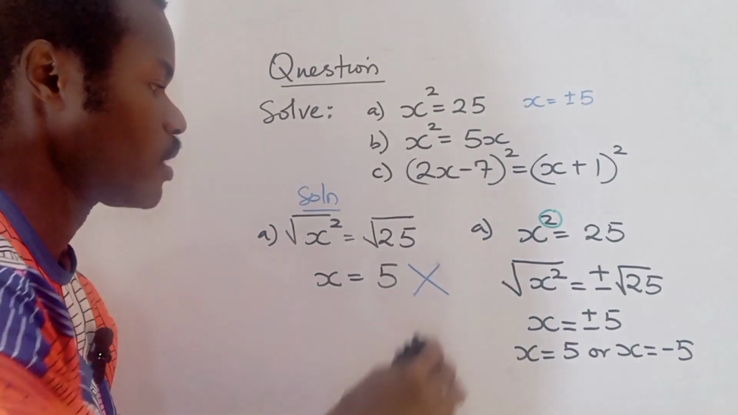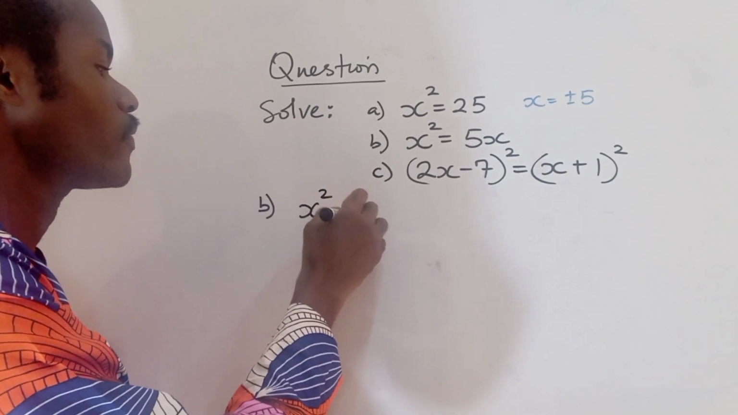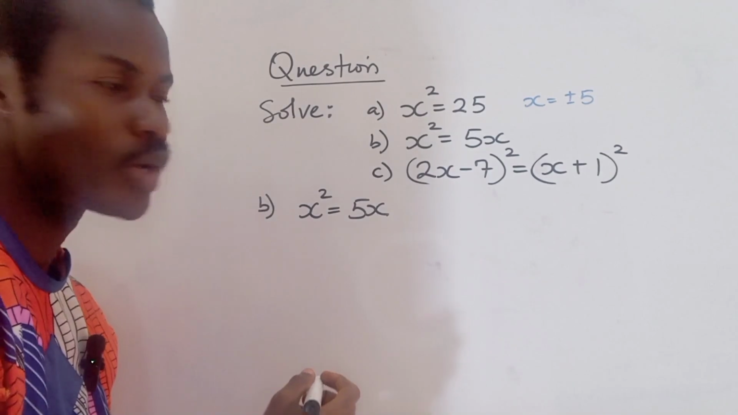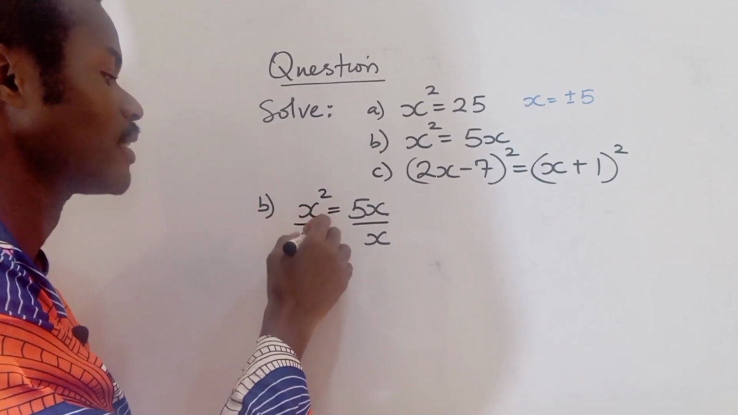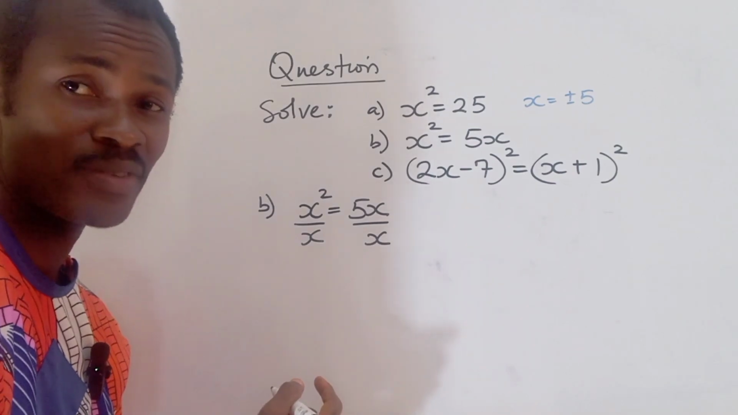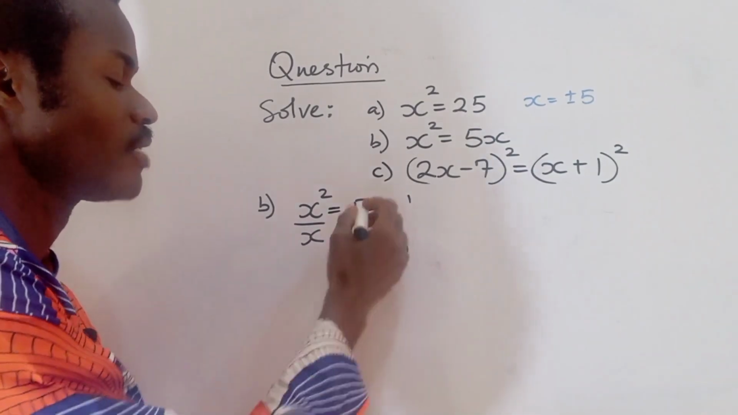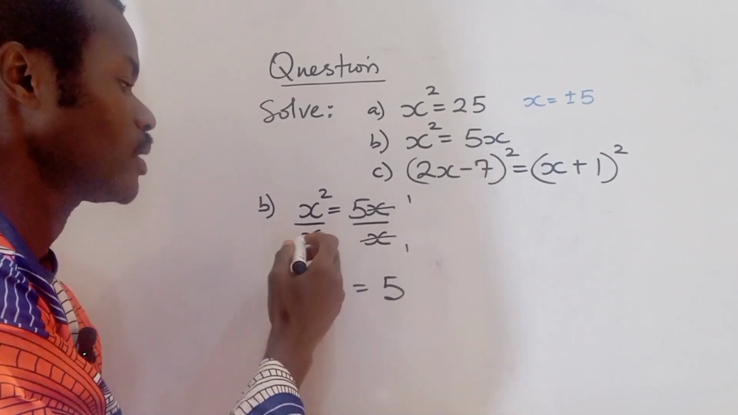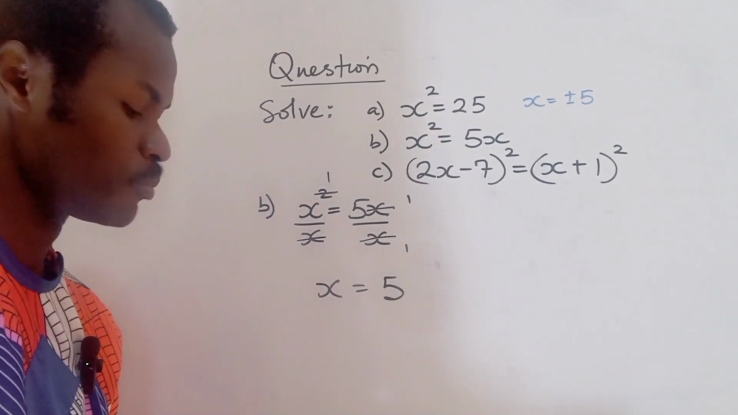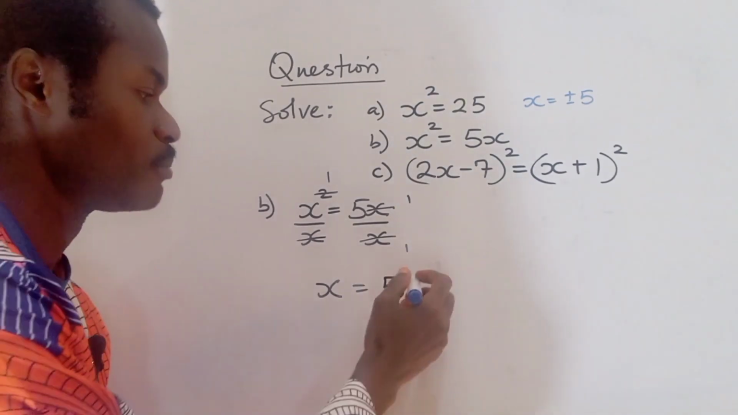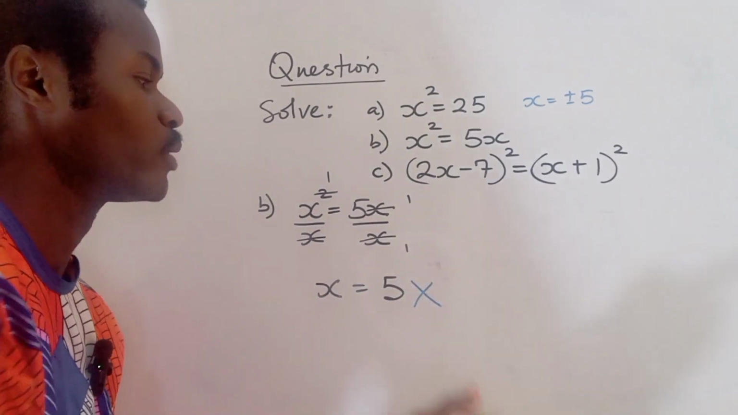Now let's look at the second problem. For B, we have x squared is equal to 5x. Most people want to solve it by saying, since x is common, divide both sides by x. Of course, x can cancel x, here is 1, and on the right hand side we are left with 5. So we are left with x is equal to 5. But this solution in maths is wrong. So the question is, what is the correct way to solve a problem like this?